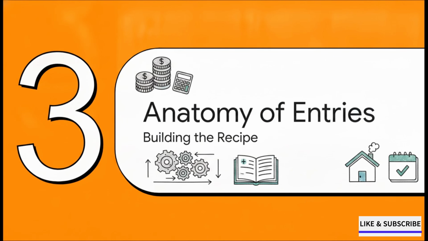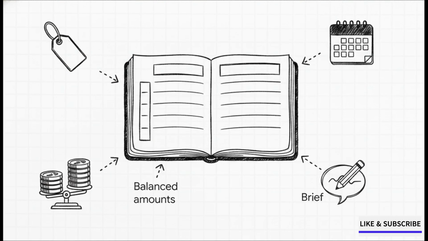Section 3. Anatomy of payroll entries, building the recipe. Before we start throwing numbers around, let's look at the structure itself. A standard journal entry is essentially just a summary of your payroll register data, all nicely formatted for the general ledger.